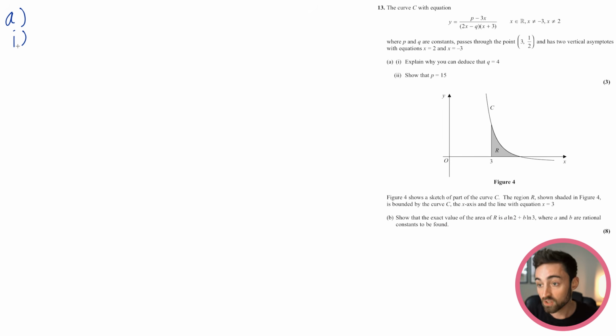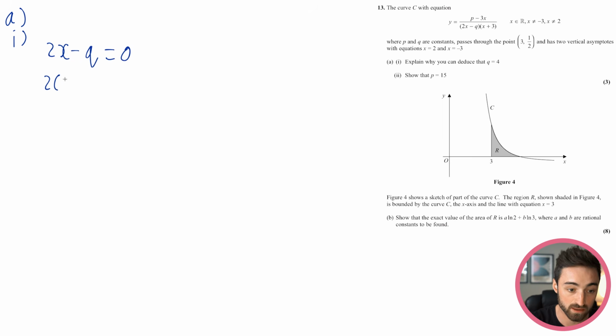So we're told that one of them is at x equals minus 3, and that makes sense because we have an x plus 3 on the bottom. If you put in x equals minus 3, it becomes 0. So the other asymptote is just going to be got from putting the other bracket equal to 0. So 2x minus q equals 0. And we're told that that happens at x equals 2. So in other words, 2 times 2 minus q must equal 0. Therefore, 4 minus q must equal 0. Therefore, q must equal 4. So it's all in the asymptotes, right?